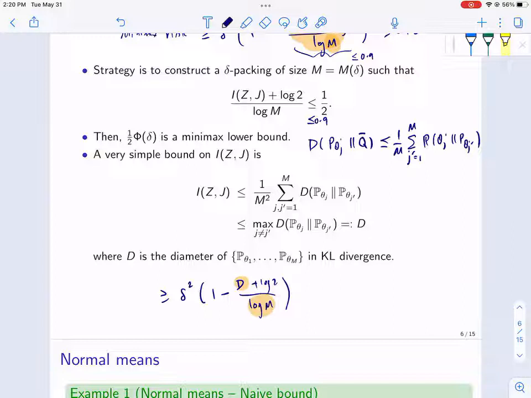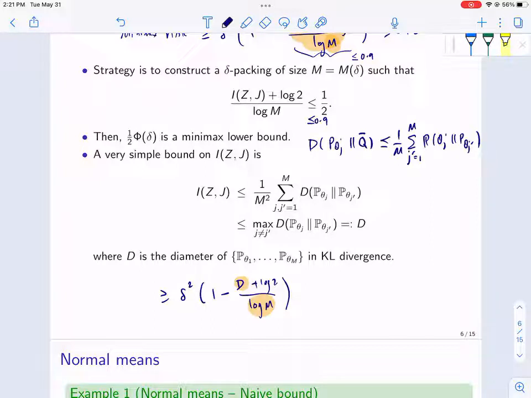And so there are two ways to make this small: increase the size of the packing, or decrease the diameter in the KL. So what you want is a set whose diameter in the KL is small enough, but at the same time you can pack a lot of things inside. So if you can pack a lot of points in the rho metric in a subset of theta, while the diameter in the KL remains controlled, then this would work out.